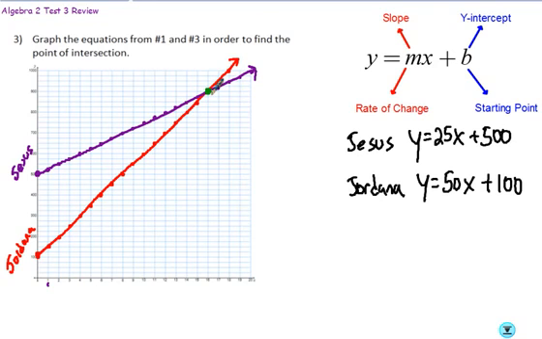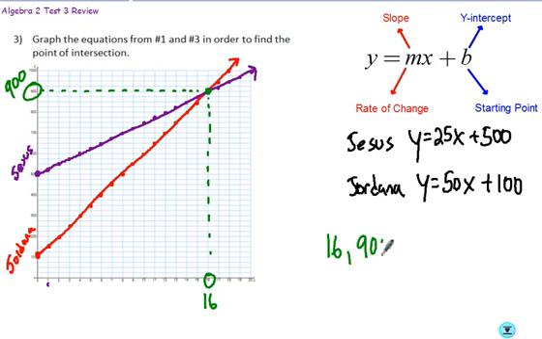So let's see, where did they cross? It looks like they crossed, if I go down this way, at 16. And then if I go across on that line, we're at 900. So my point of intersection there would be 16, 900. That's where the two lines meet. In a second, on number 5, we'll talk about an interpretation of what the 16,900 means. All right, so go ahead and pause now and try number 3 on the right side.